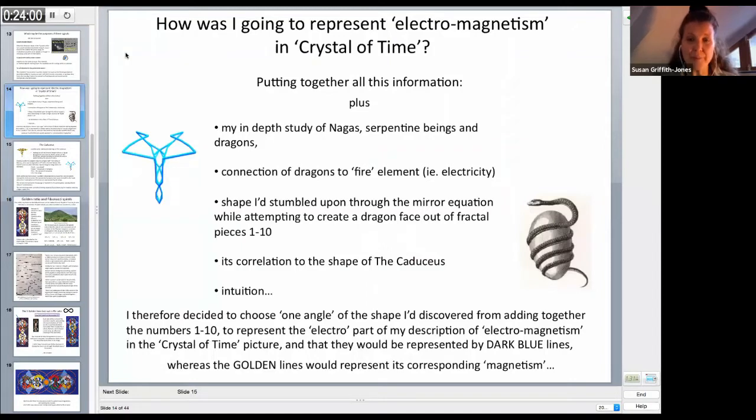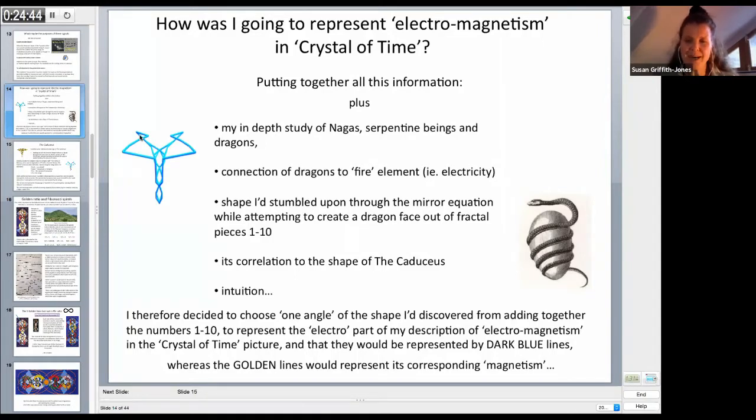Remember, I've still only got the base, and now I need to add the golden lines and the dark blue lines. So putting together all this information, plus what we talked about last time, my in-depth study of Nagas, serpentine beings, and dragons, the connection of dragons to the fire element, which is of course representative of electricity. And if you remember what I talked about last time, the shape I'd stumbled upon, actually many shapes, that I'd stumbled upon through the mirror equation while attempting to create the dragon face out of the fractal pieces of paper 1 to 10.